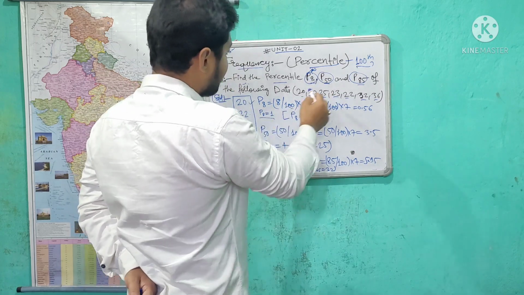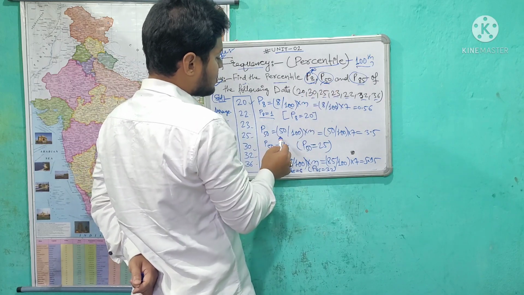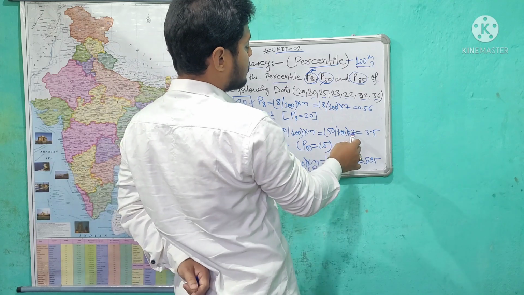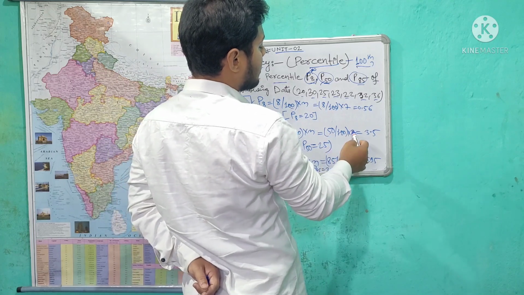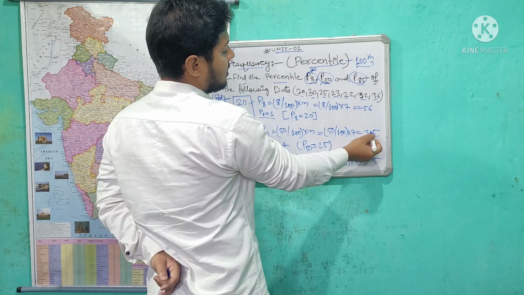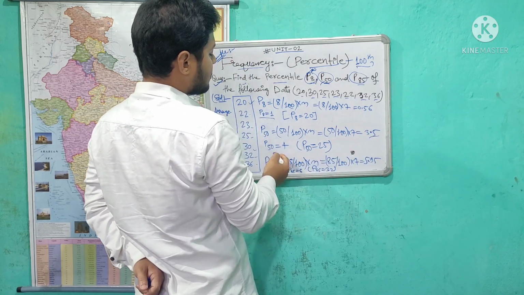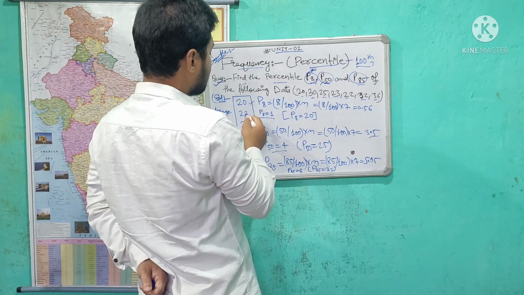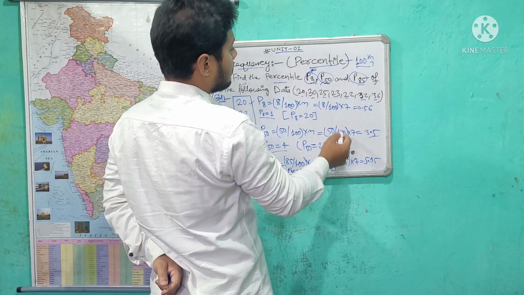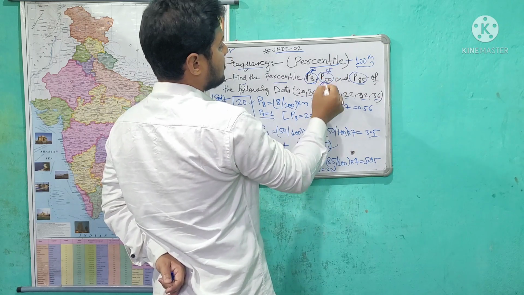Now the second one is P50. P50 is equal to 50 upon 100 into n, which is 50 upon 100 into 7. This is calculated, and the answer is 3.5. Now 3.5 is nearest to 4. So P50 is equal to 4, and the fourth term, counting 1, 2, 3, 4, is 25. So P50 is 25.